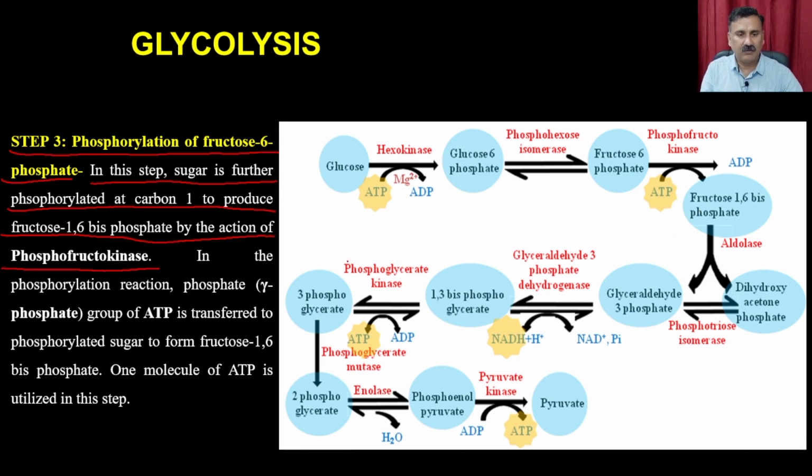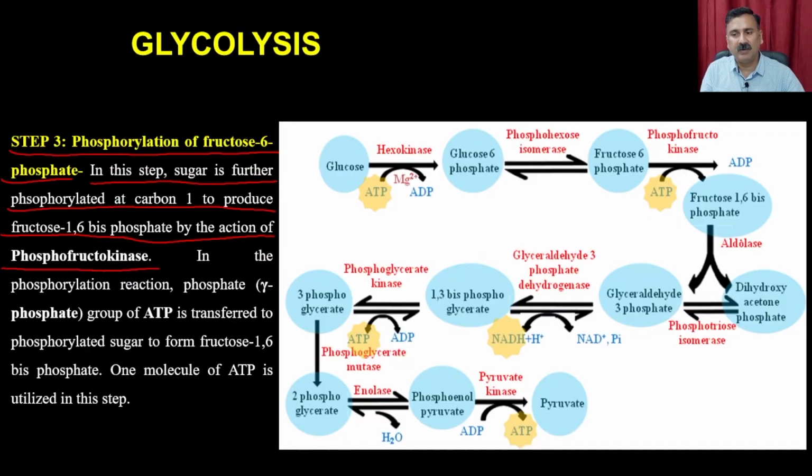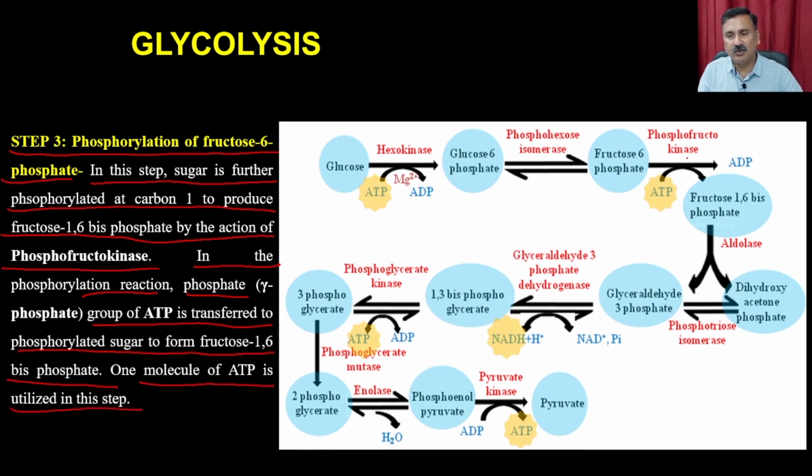This activates the molecule and makes a high-energy substrate, and that's how it is ultimately going to be broken down by the aldolase. In the phosphorylation reaction, the phosphate group of ATP is transferred onto the phosphorylated sugar to form fructose 1,6-bisphosphate, and in this step also one molecule of ATP is utilized.